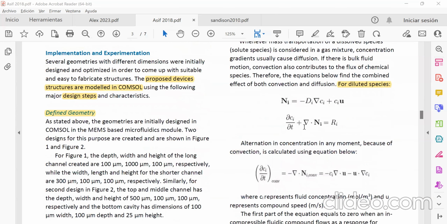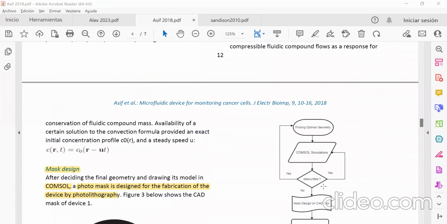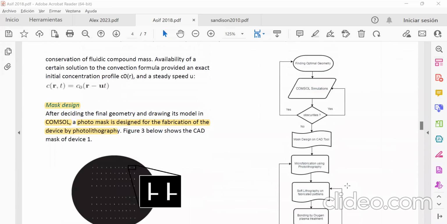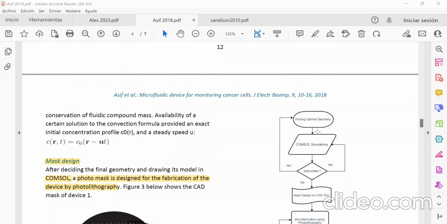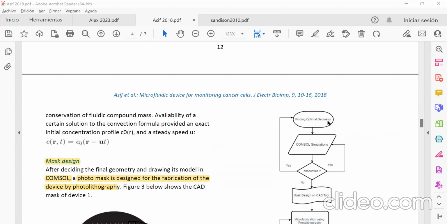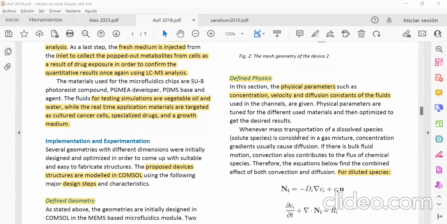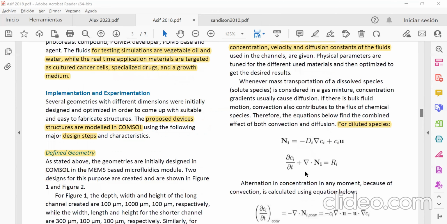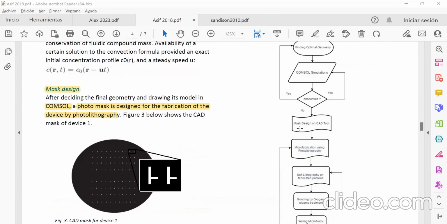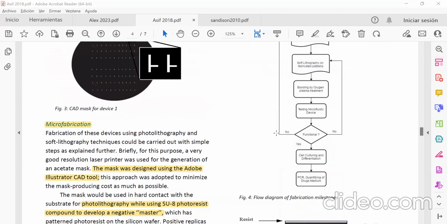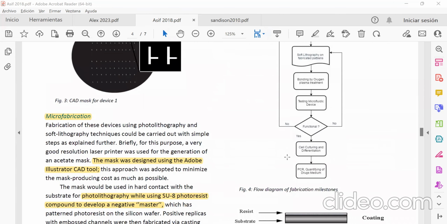At first, to define the geometry for the design of these two devices, here it shows the flow diagram. First they consider the optimal geometry, meaning the length, the height, and the width of the channels. Then they use COMSOL software for the simulation of the fluid. Also, they consider the physical parameters, such as concentration, velocity, and diffusion constants of the fluids. And finally, they did a mask design on a CAD tool, Adobe Illustrator.